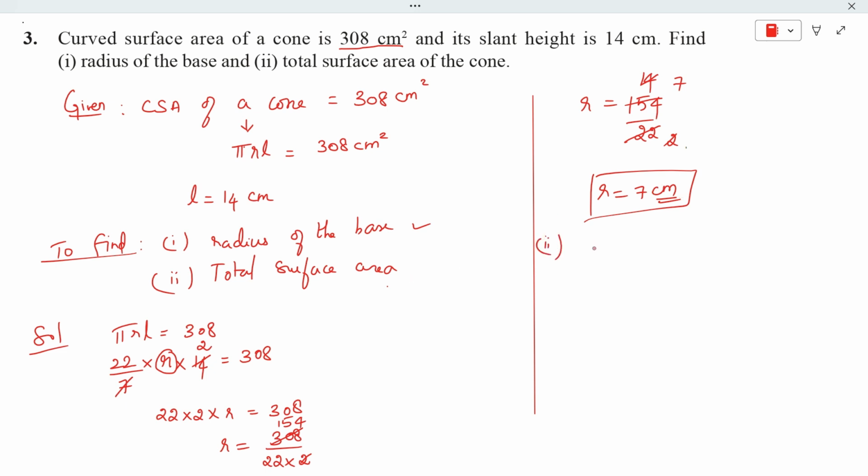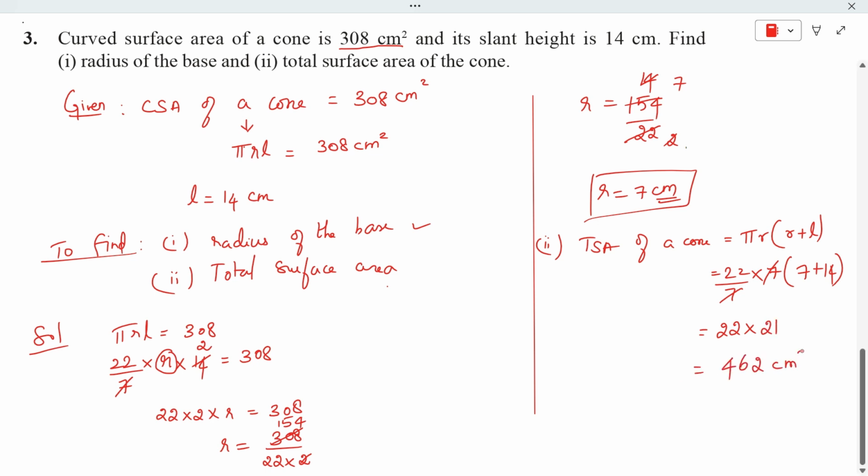The next thing is to find the TSA of a cone. So TSA of a cone, we know the formula is pi times R plus L, isn't it? So substitute the values. So 7 and 7 will be cancelled. So it is 22 times 21, which is going to be 462 centimeter square. Now conclude your answer. Radius is 7 centimeter and TSA is 462 centimeter square.